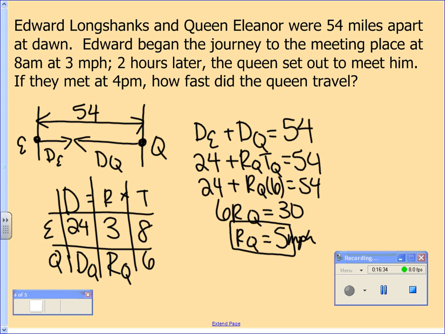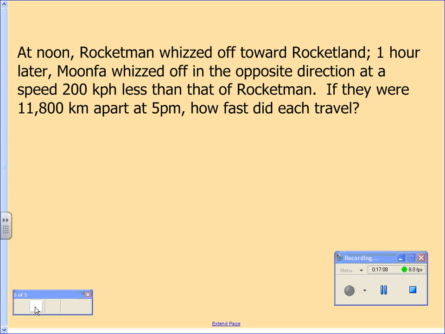KPH. Any other questions on this one? You're supposed to. I'm not going to mark off for it. KPH, kilometers per hour. Yeah, you could do that.